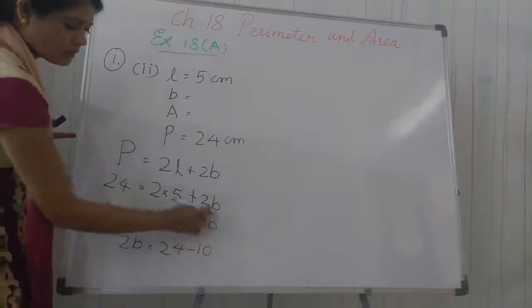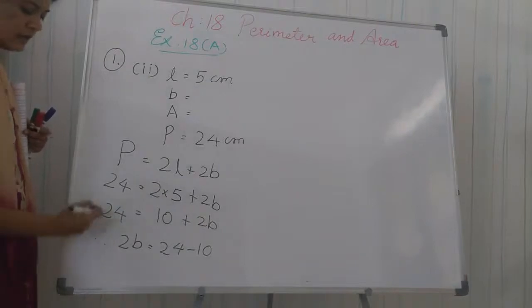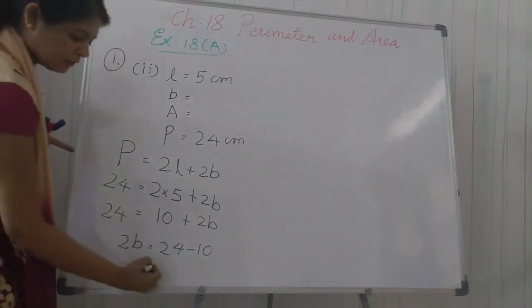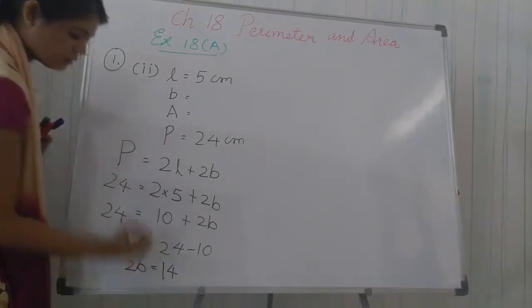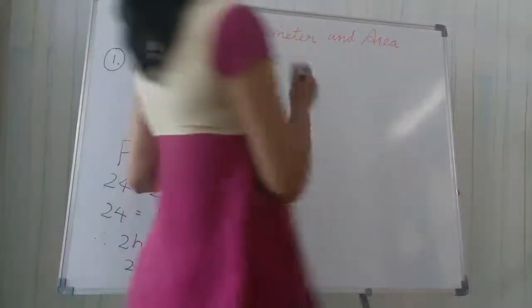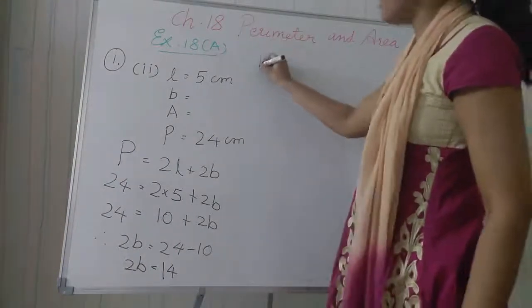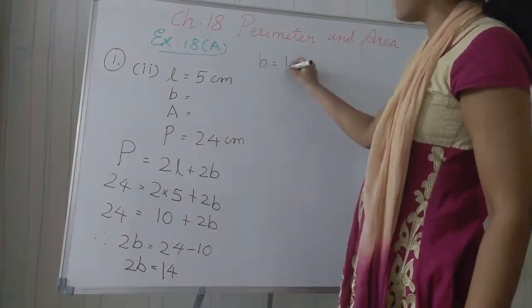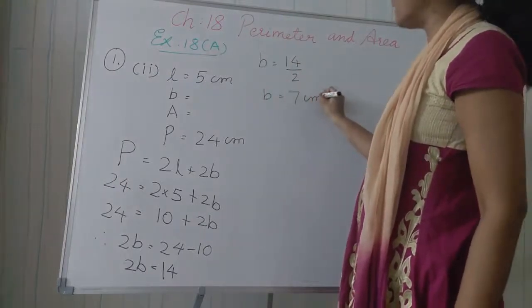As we want this value, this 10, we have to take it to the other side, so it becomes negative. So here I get 14. 2B is equal to 14. By solving this, we get B is equal to 14 divided by 2. So B is 7 centimeters.